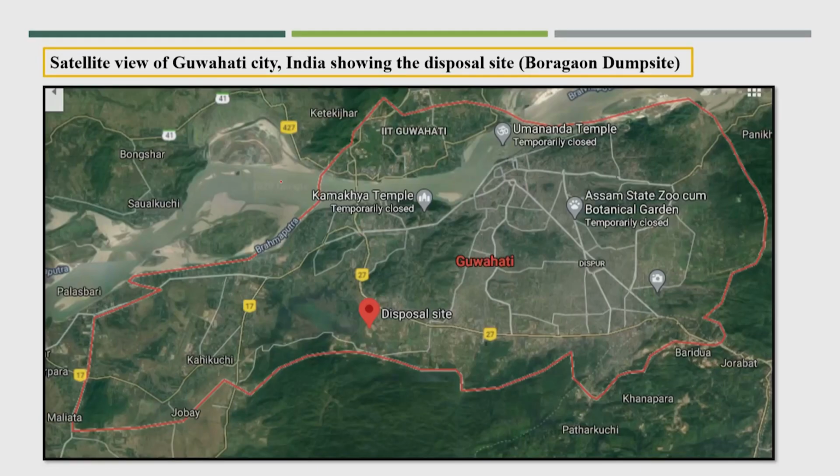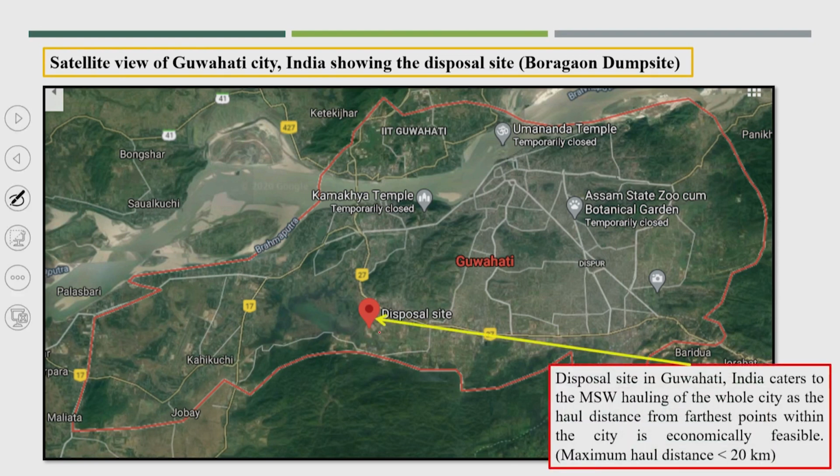So, this is one example I am going to start. This is a Google map of Guwahati city. I was just showing, and this is the disposal site. Okay, you can see. So, for this disposal site in Guwahati, the maximum haul distance from the entire city is less than 20 kilometer, the collection or haul distance.